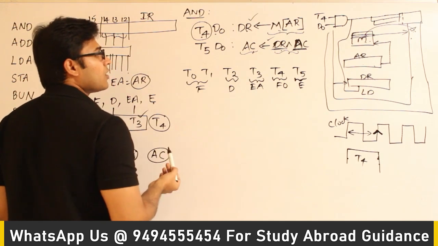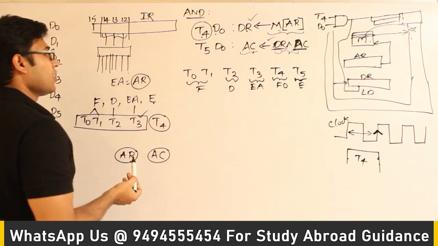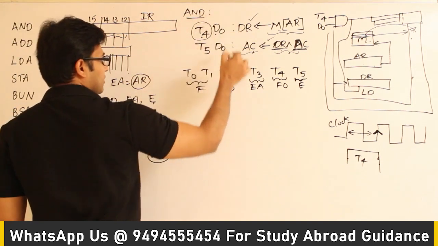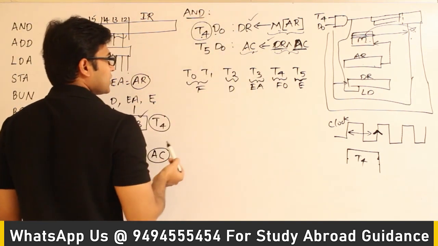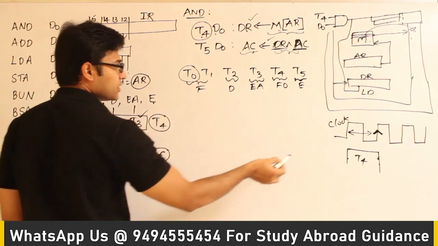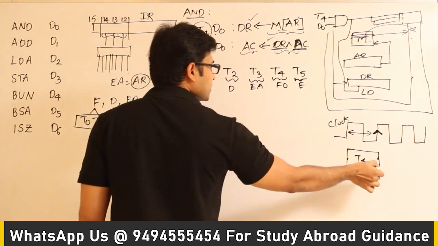So how many clocks are taken in order to finish this instruction? The AND instruction has taken, if you observe this, 6 clocks, if every timing signal is going to be there for 1 clock. See, this is the clock and this is the timing signal, right?